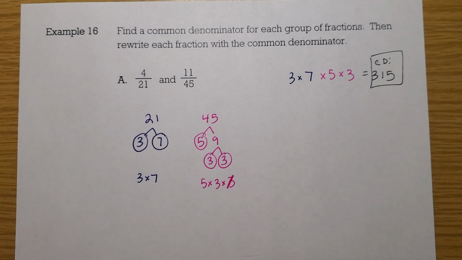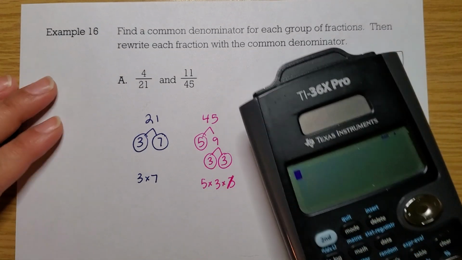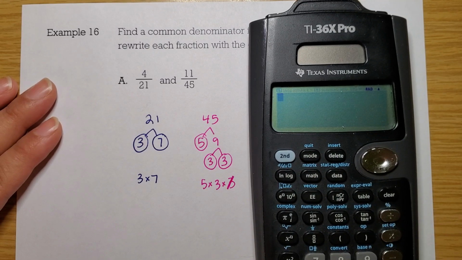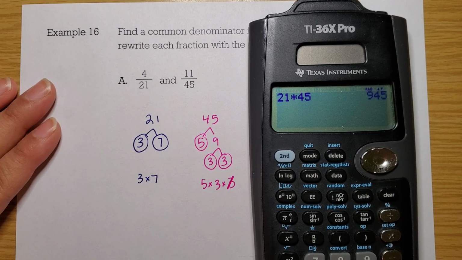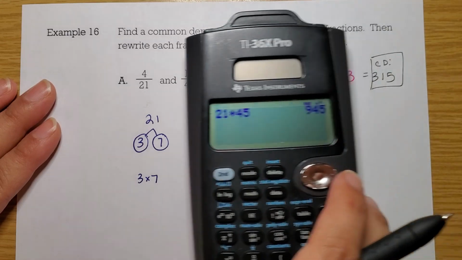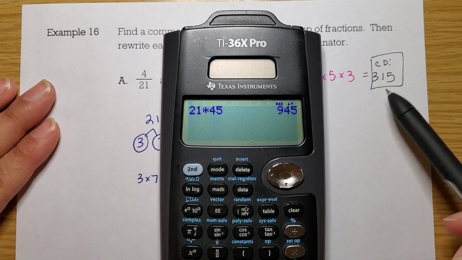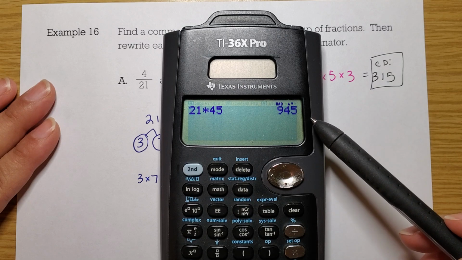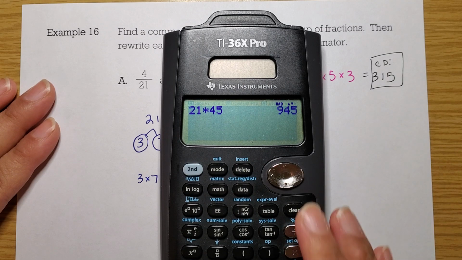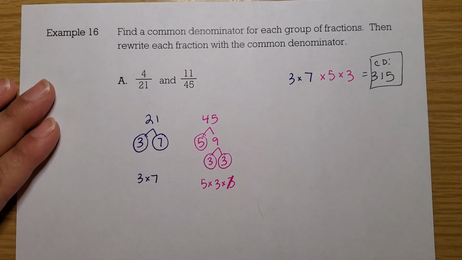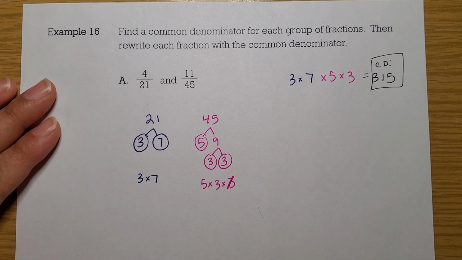Now, even though 315 seems pretty big, right? So let's see what our first method would have given us. Our first method just says multiply the two. So 21 times 45 would have given us 945. So even though 315 is a pretty big common denominator, it's not nearly as big as 945. So it's big, but it's not the worst.